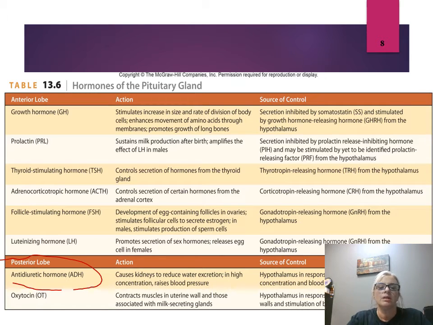Oxytocin is down here. It can act as an antidiuretic actually, but just to a much lesser extent. It causes those contractions in the uterine wall and the milk-producing glands and ducts that we've discussed, causing that milk letdown response. So those are two really interesting ones on this chart. Do review all of these and be sure that you know all of these.